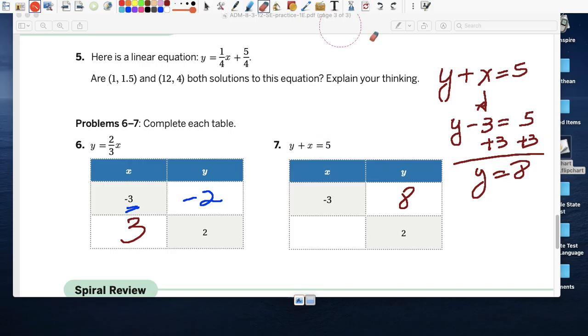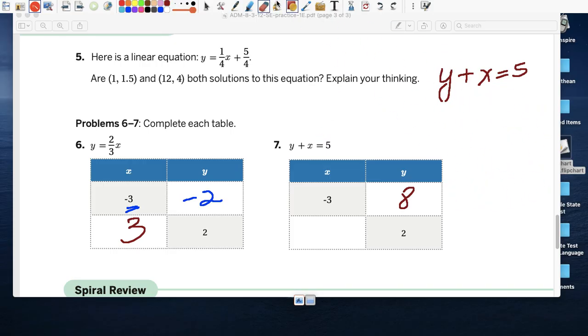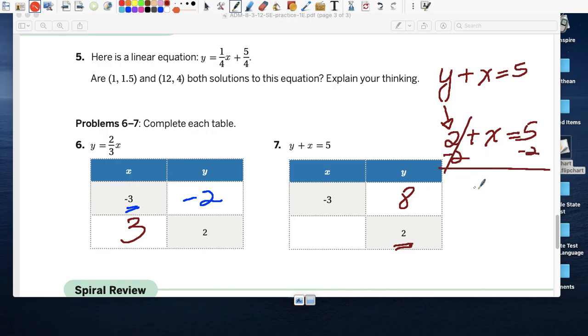So this one, in order for that statement to be true, x needs to be -3 and y needs to be 8. All right, so what happens when the y value is 2? So when this is 2, what should x be? Well, 2 plus something is 5, and obviously that something is 3. That subtracts to 0. X comes down. 5 minus 2 is 3.